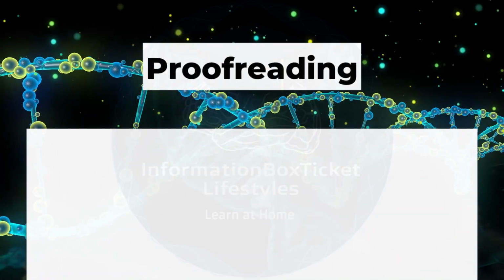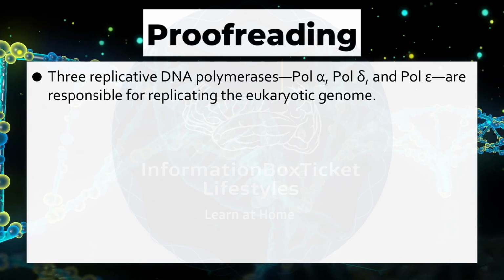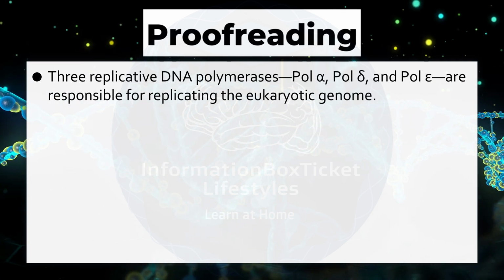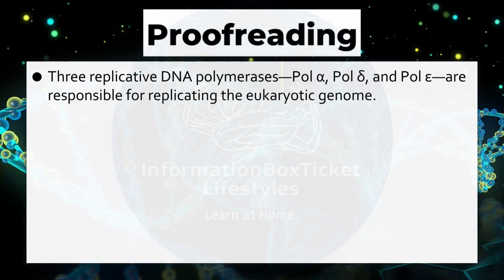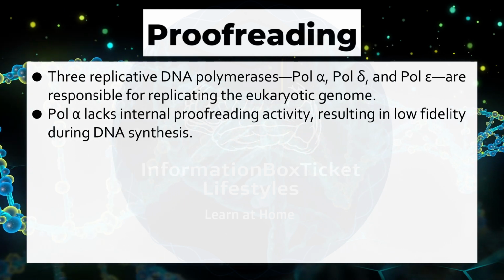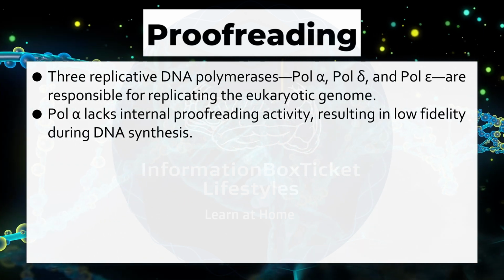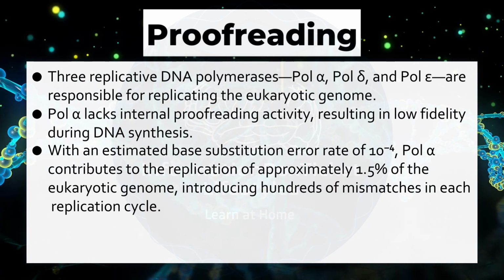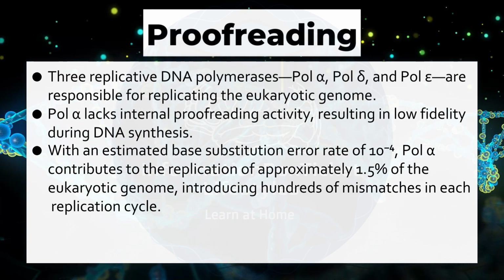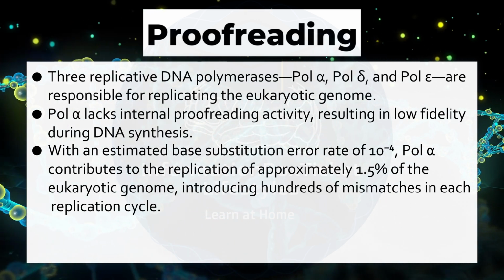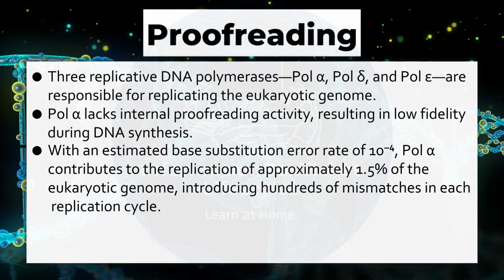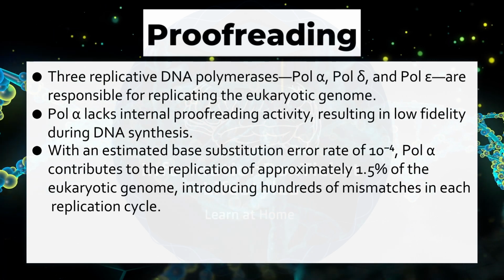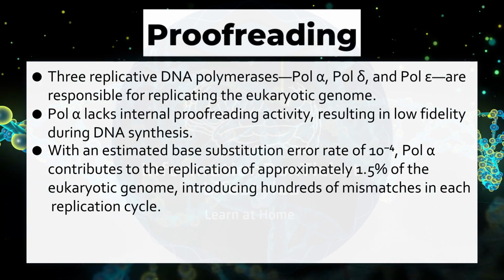Proofreading. Three replicative DNA polymerases, Pol alpha, Pol delta, and Pol epsilon, are responsible for replicating the eukaryotic genome. Pol alpha lacks internal proofreading activity, resulting in low fidelity during DNA synthesis. With an estimated base substitution error rate of 10 to the power of -4, Pol alpha contributes to the replication of approximately 1.5% of the eukaryotic genome, introducing hundreds of mismatches in each replication cycle.